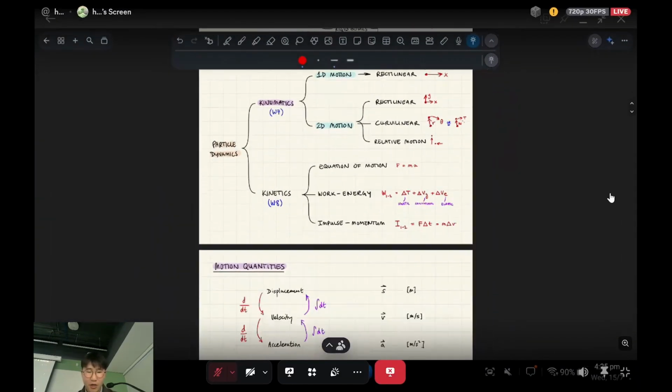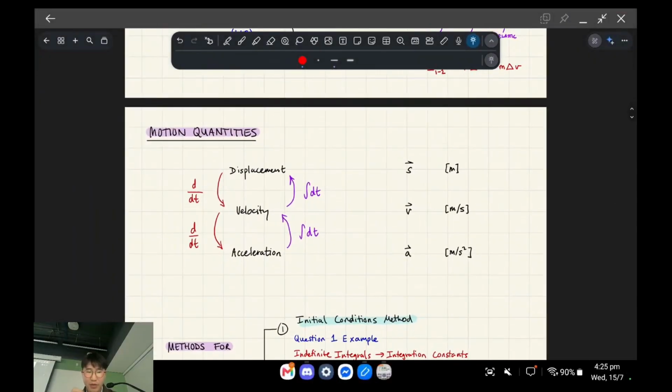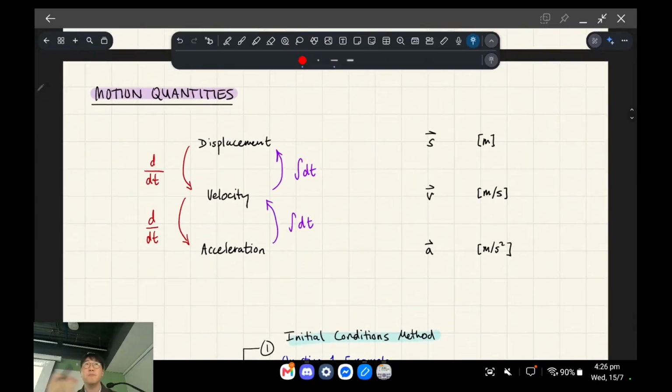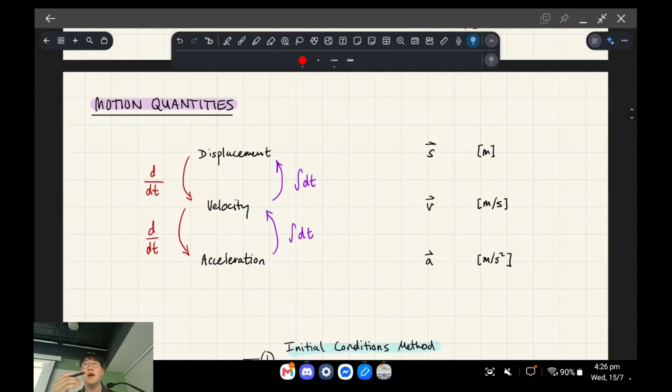Okay, so let's break down the motion quantities a bit more. Displacement, velocity, acceleration. The way that these three quantities are related to each other is through time. Time is the derivative. So for example, if we have displacement and we derive it with respect to time, we get velocity, and if we derive that with respect to time, we get acceleration.